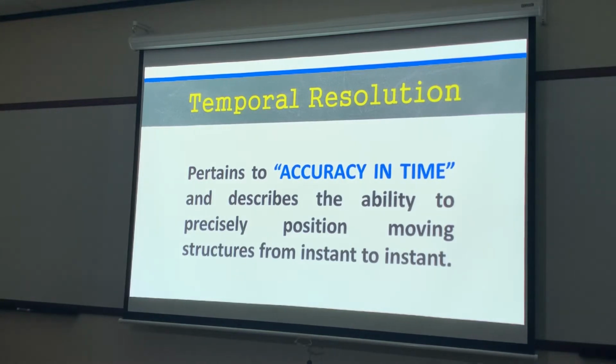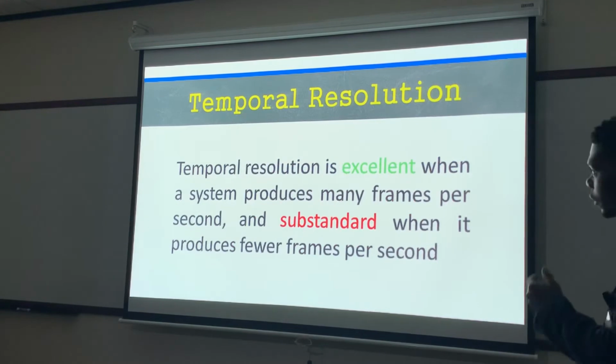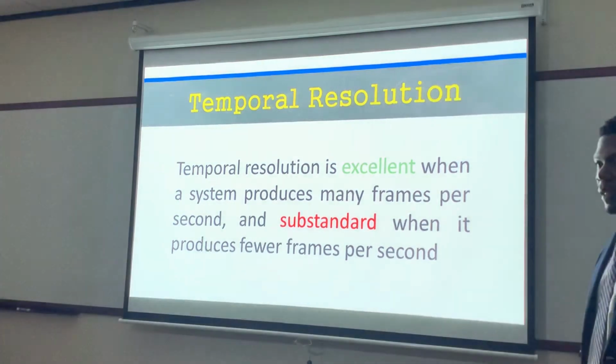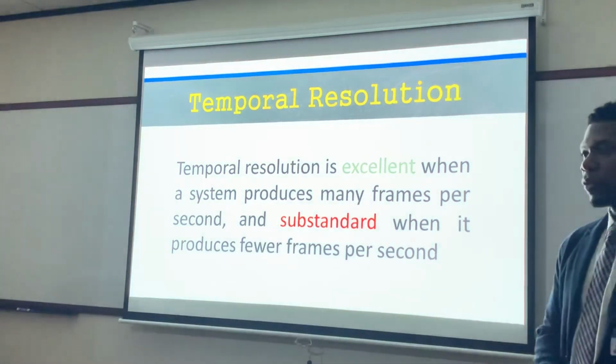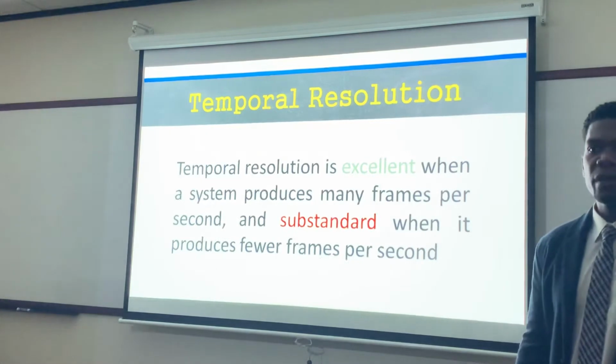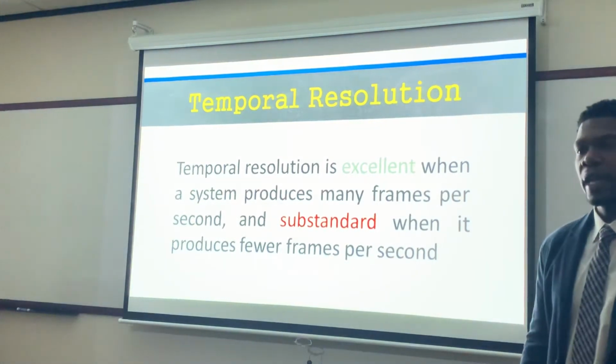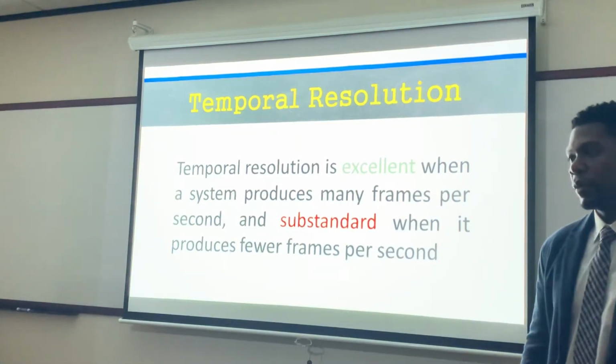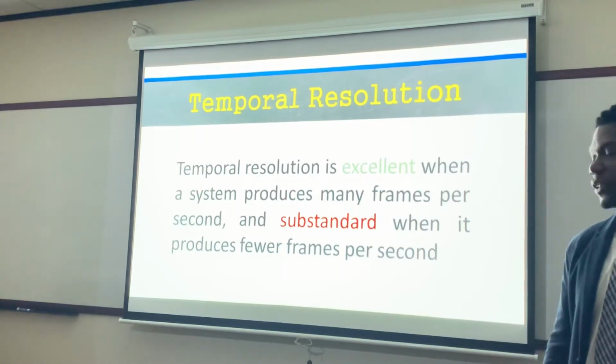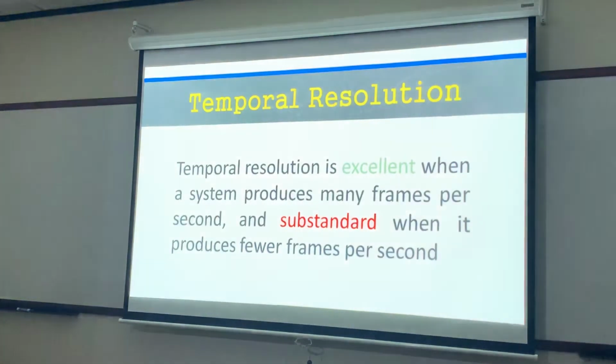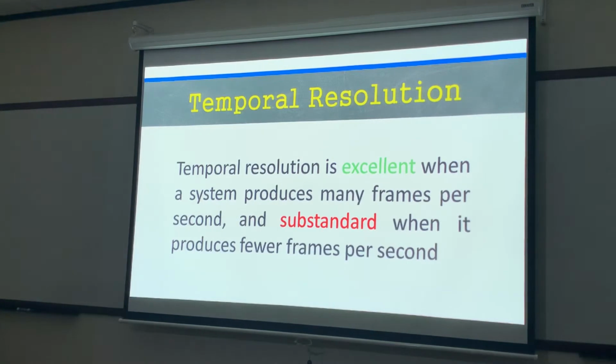Again, I made these like flashcards. So temporal resolution is great when the system produces many frames per second. Remember, temporal refers to time. So we're going to have increased temporal resolution when we can create a lot of images in a short period, 1 second. However, temporal resolution is substandard when it produces fewer frames per second.